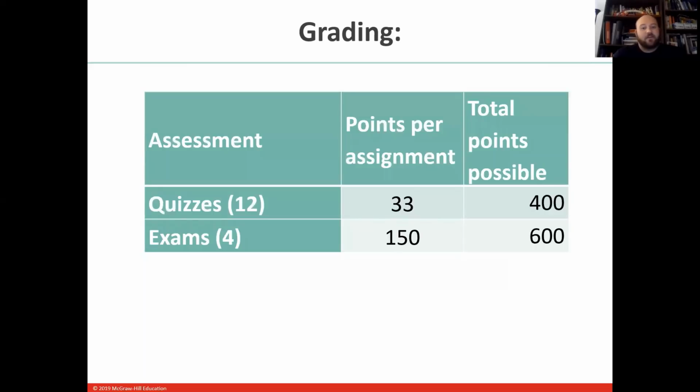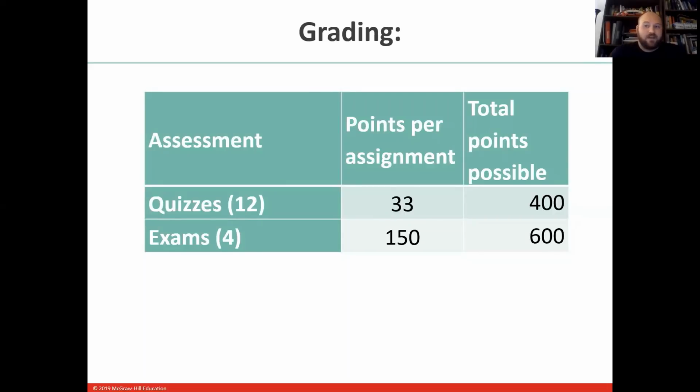As far as your assignments go, there's only really two assignments. You have weekly quizzes, which you're going to have 14 of. They get roughly 33 points per assignment with a maximum of 400 points. So 40% of your grade is going to come from these weekly quizzes.